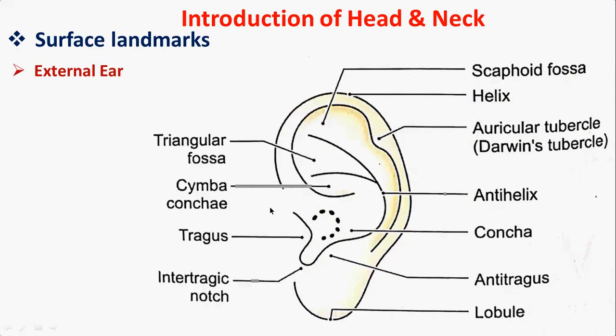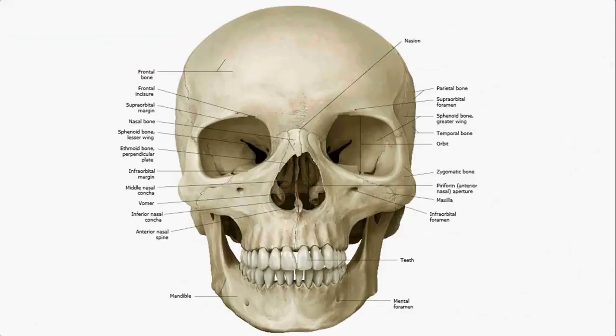About the external ear, this is the tragus, intertragic notch. This is the concha. This is the triangular fossa, scaphoid fossa, helix, auricular tubercle, or you can say Darwin's tubercle. This is the antihelix. This is the concha, antitragus, and here this is the lobule. So these are the external features of the ear. Now this is the supraorbital margin, and above it is the superciliary arch.